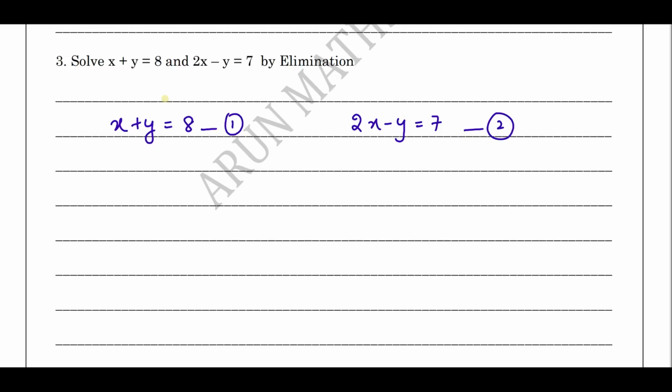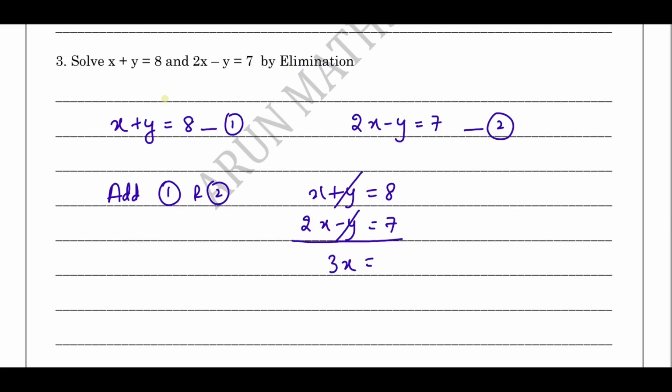Now what I'll do, without changing anything, add equations 1 and 2. What do you get? x plus y equals 8, 2x minus y equals 7. Here plus y and minus y will cancel out. What you get? x plus 2x is 3x, equals 8 plus 7 is 15. Now x equals 15 by 3, which is 5.